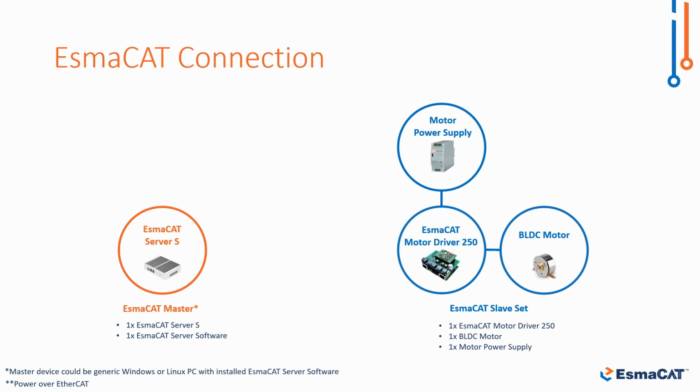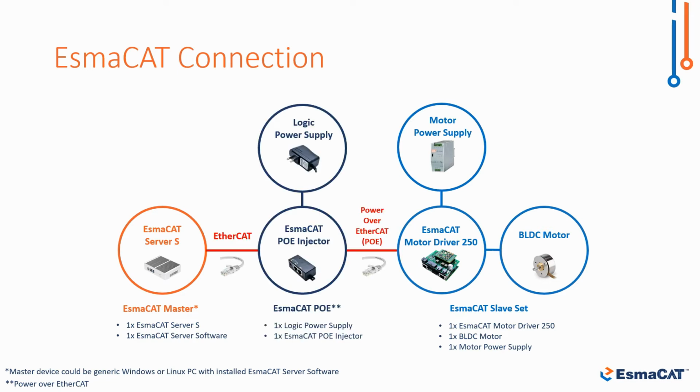Second, we have to prepare one EsmaCAT slave set. This consists of the Motor Driver 250 and an external power supply. We will connect these to the motor to demonstrate direct motor control. In this tutorial, we are going to use a brushless DC motor. The EsmaCAT master and slave set will be connected to each other and communicate via the EsmaCAT PoE or power over EtherCAT. This enables our master to provide both communication and logic power to the slave over a single Ethernet or RJ45 cable.